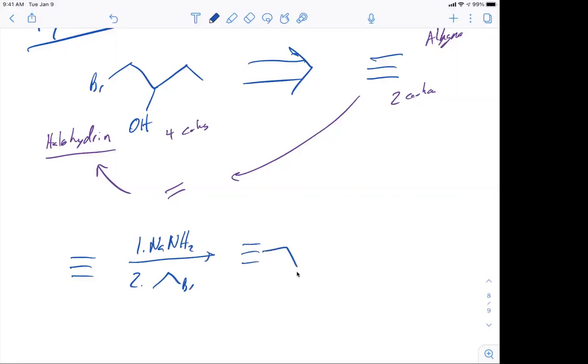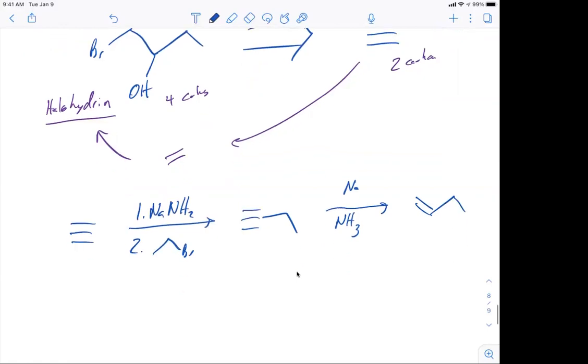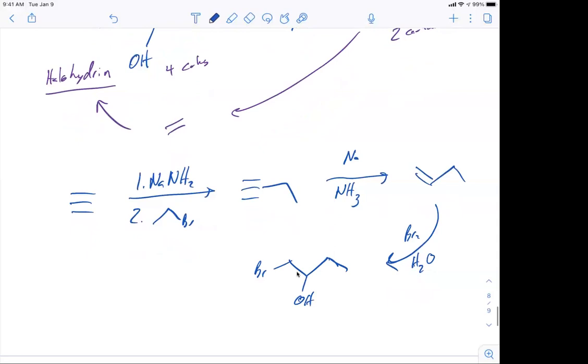Right, so now we have that base structure. Now I'm going to reduce, and just to change it up, I'm going to add sodium and ammonia. Get my alkene, and then to my alkene, I'm going to add Br2 in water to get my halohydrin. And remember that in a halohydrin, the OH, the alcohol, adds to the more substituted side. So this is the right regiochemistry for this reaction.